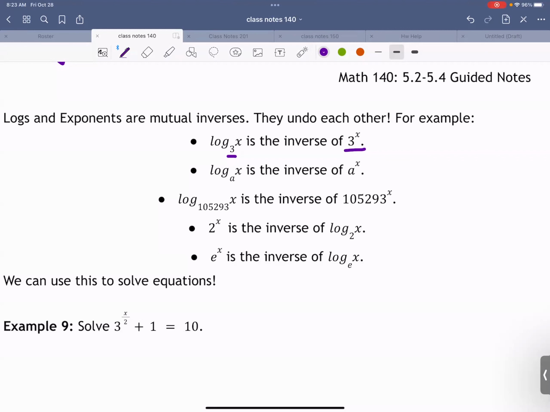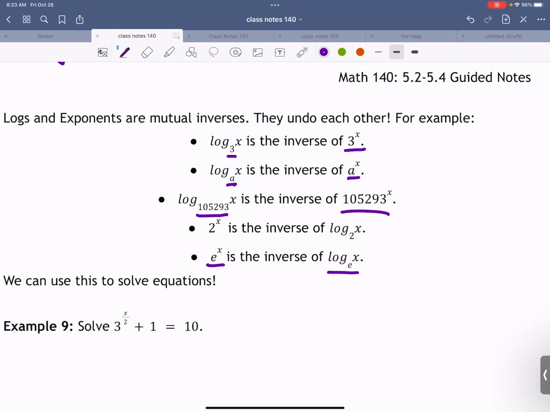Now, more generally, log base a of x, so a is a number like 2 or 4 or something like that, is going to be the inverse of a to the x. Okay. Then the same thing goes along with even weirder logs, like log base, I don't know, 105,000 is the inverse of 105,000 to the x power. Now, the last one's a little interesting. We introduced the natural log, which is like 2.713 to the x power, is the inverse of log base e of x, which we'll have a name for later on, but we'll get to that.